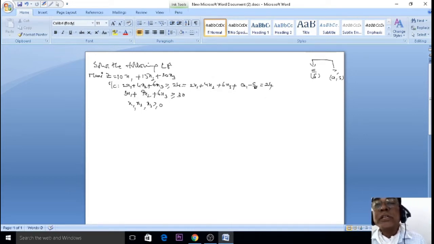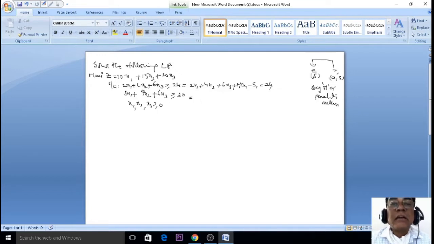So the coefficient of S1 is equal to 1. But what are the coefficients of A1? Here you have to apply M. That is called the big M method. This method is called the big M or penalty method. Understand? Come to this point.